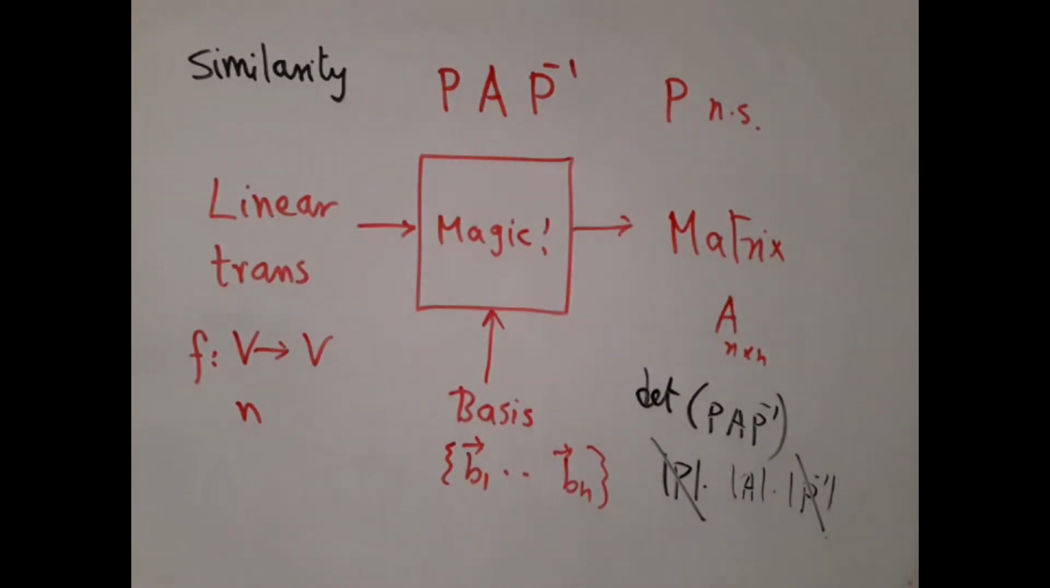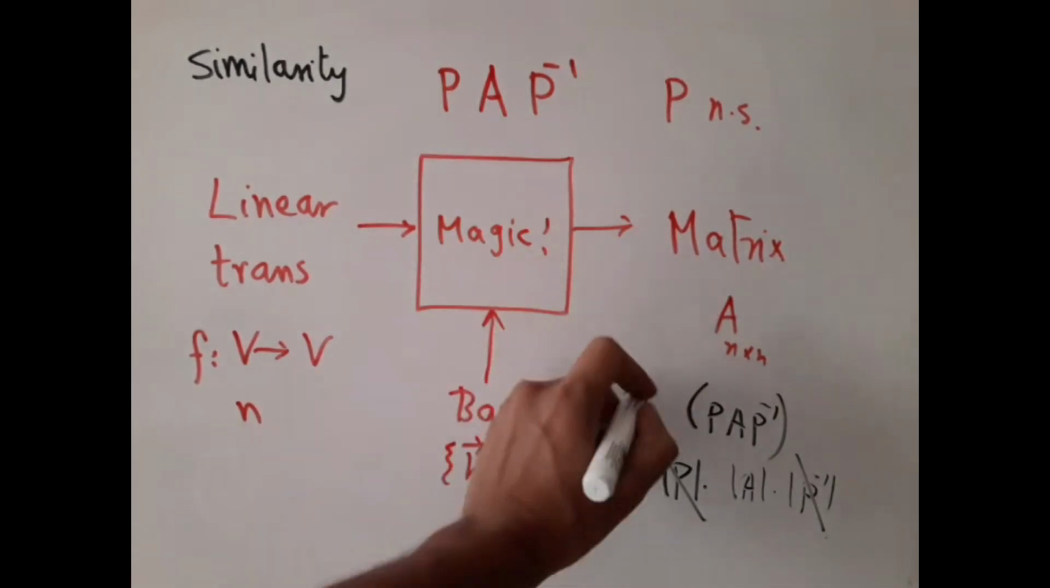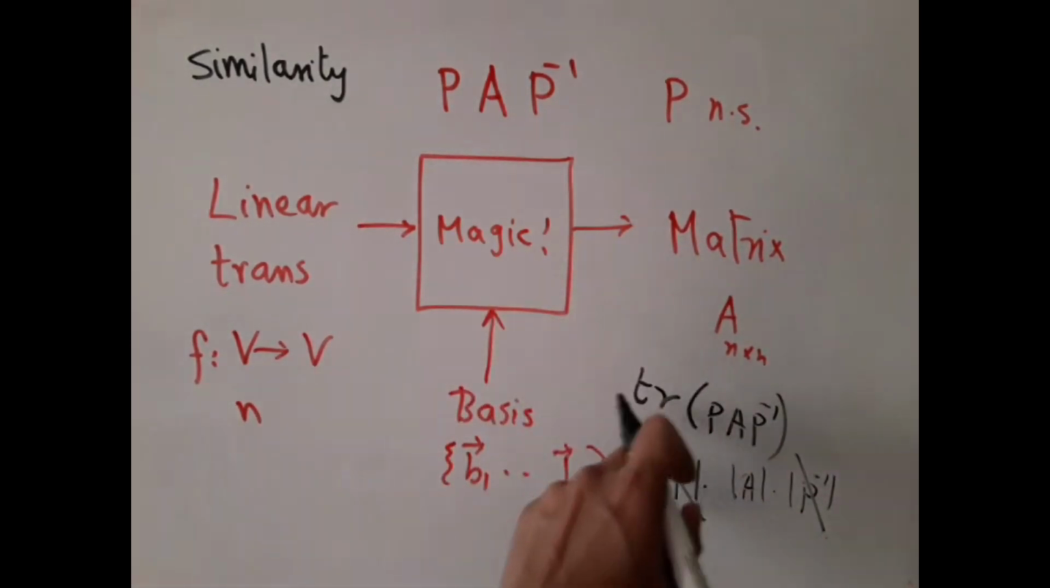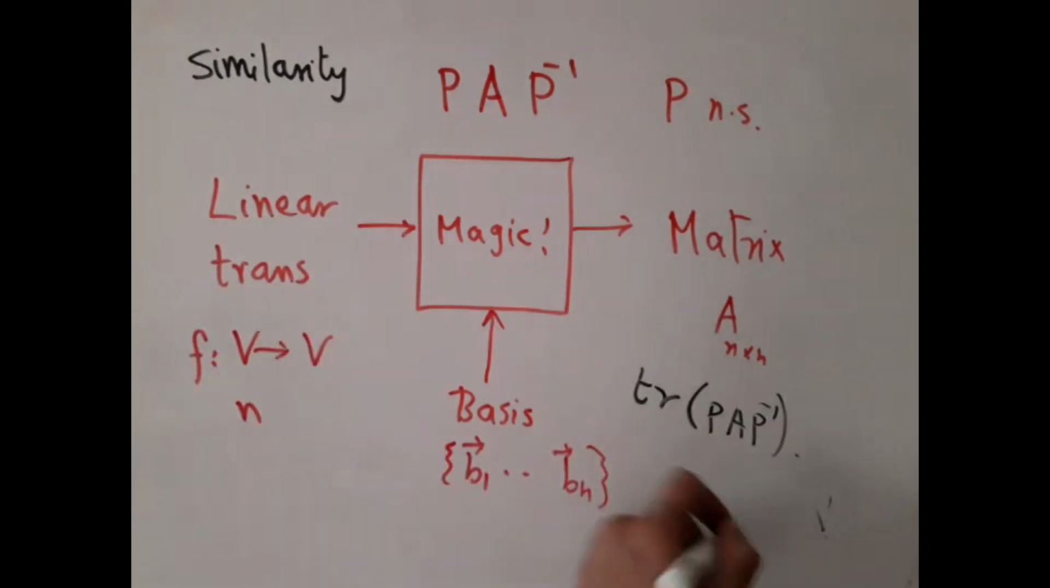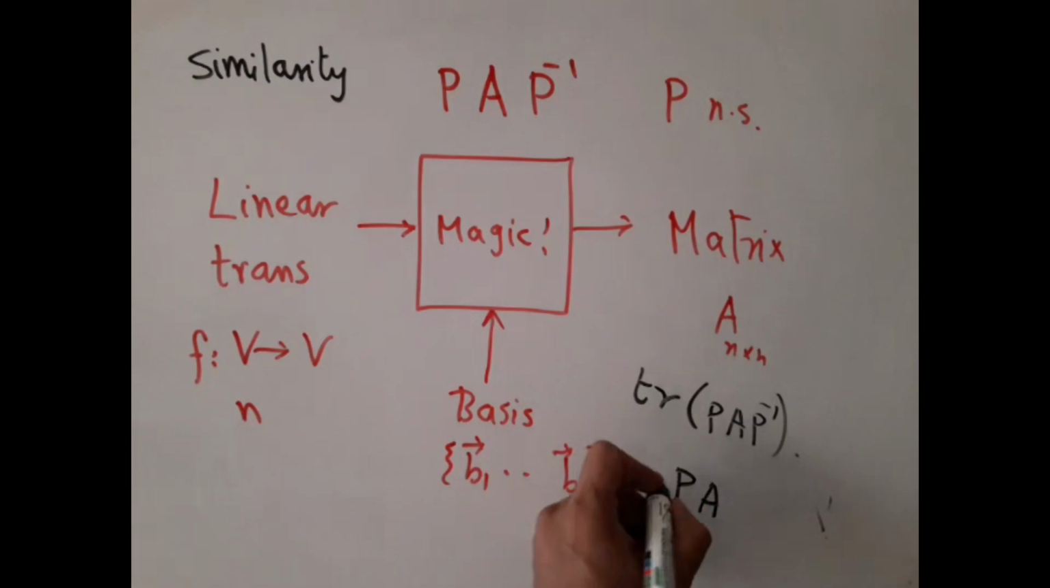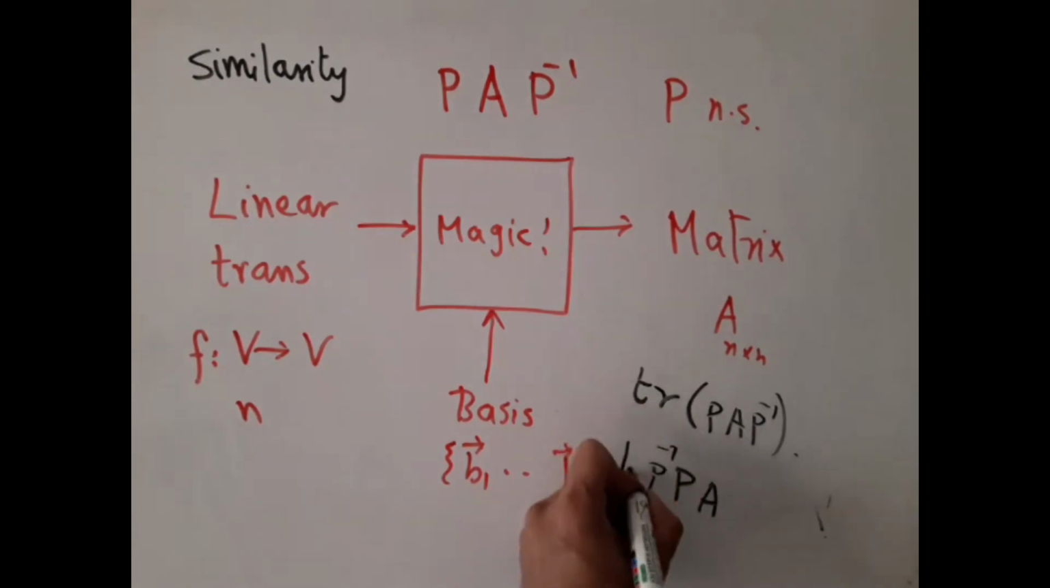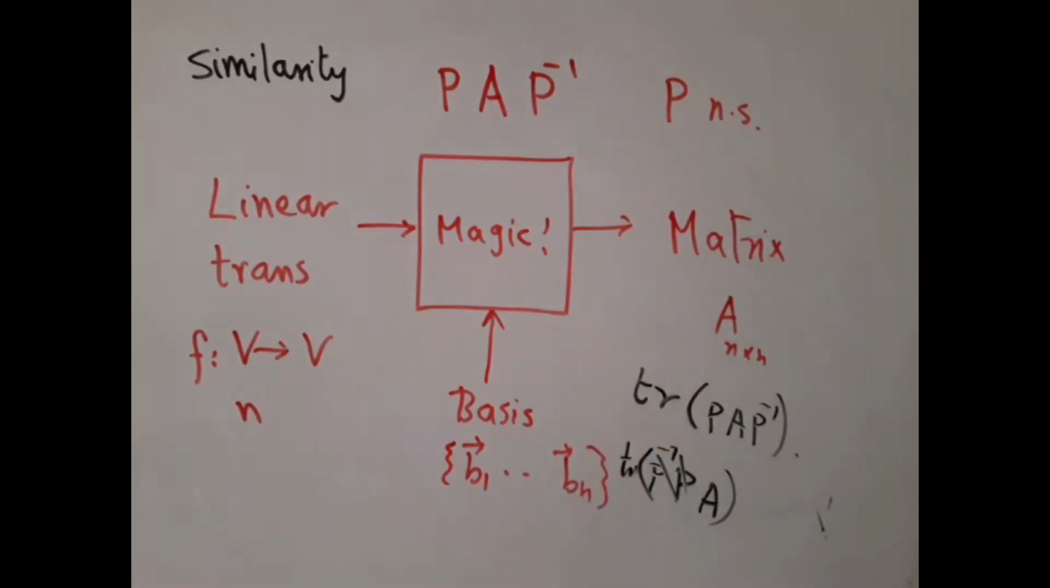Similarly, you can easily check that if I take trace, the same thing holds, because trace of PAP inverse is basically trace of PA, and this P inverse may be brought to this side. That's the property of trace, and P inverse P will cancel off, so I am left with trace of A. So trace is also a property of the linear transformation.